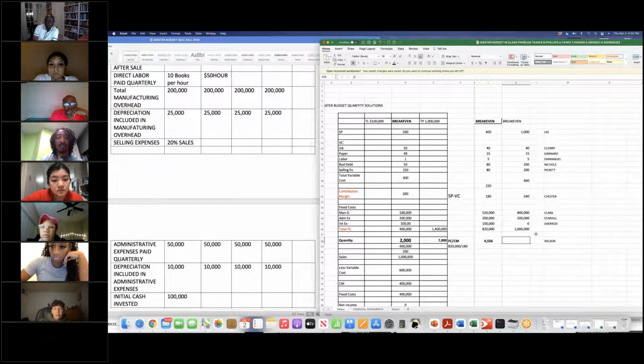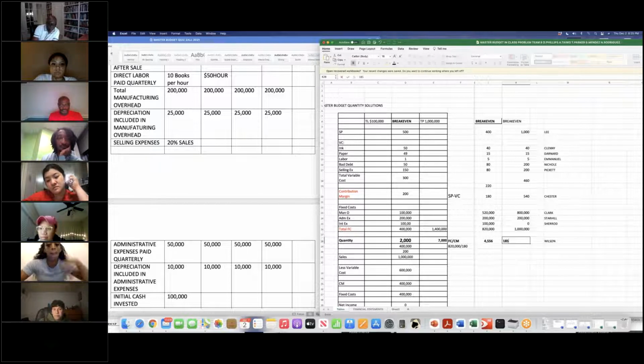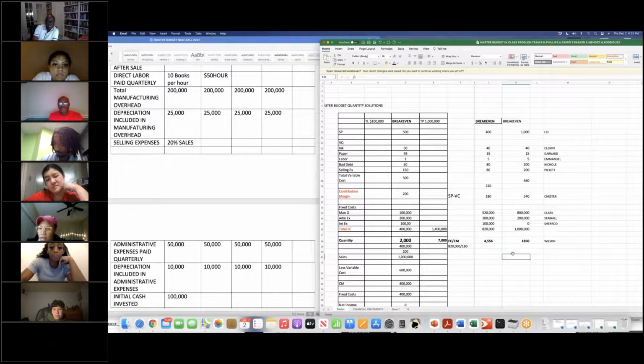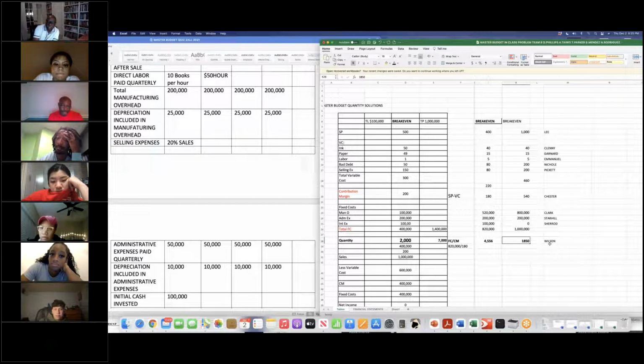Let's see. I have 1,852. Can we get a consensus? I got 1852. So let's just make it 1850, all right? We just round it. How do you calculate the quantity again? Or maybe I better let it be 1852.